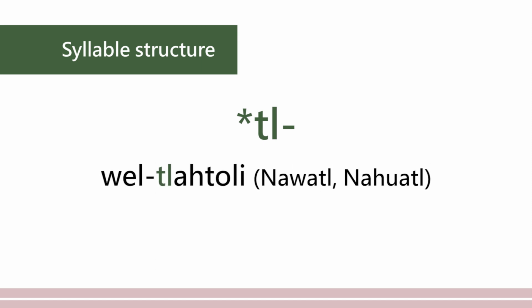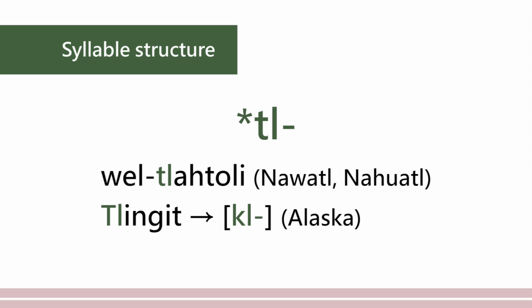For example, in one of my favorite languages, which is Nahuatl, you have words with tla, right? And in this syllable structure, the onset is tla. There's an indigenous group called Tlingit. These are indigenous people near Alaska, and they're called Tlingit, but in English, they usually call them Klingit. And why does that happen? Like in pronunciation, why does this tla become kla? Because in English, kla is allowed as an onset, but tla is not allowed.